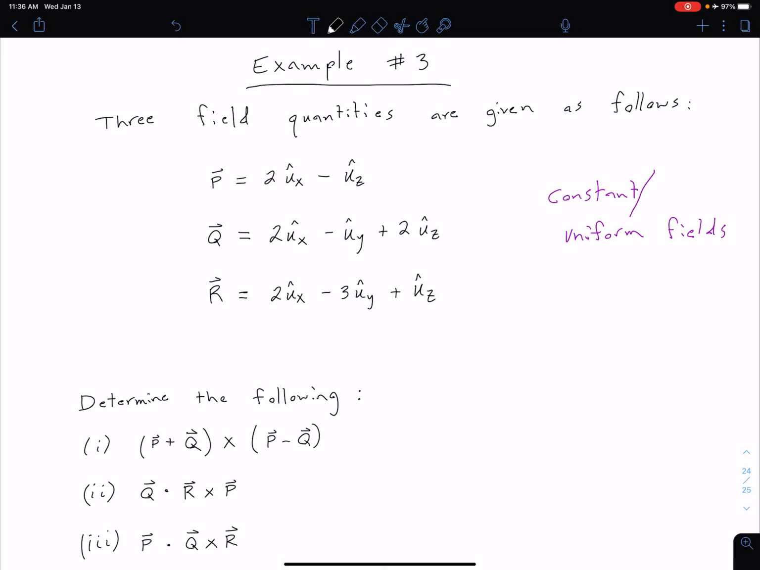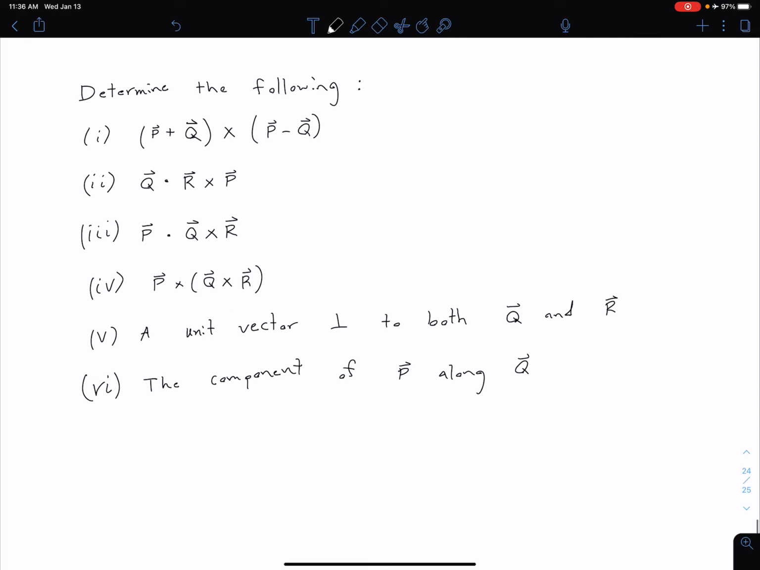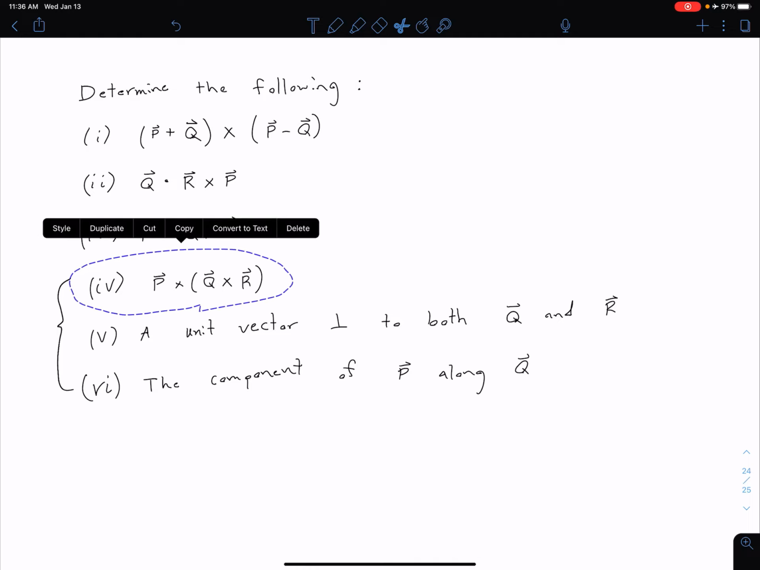In this video, we're going to finish working through example 3 that we had started last time. So we're still dealing with these same three uniform fields, P, Q, and R, as I have on the screen now, except now we're going to work through parts 4 through 6. So in the last video, we did parts 1 through 3. Now we're going to focus on parts 4 through 6. So let's start with part 4 here.